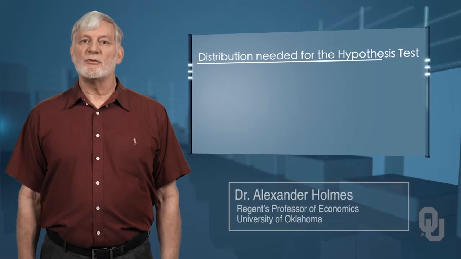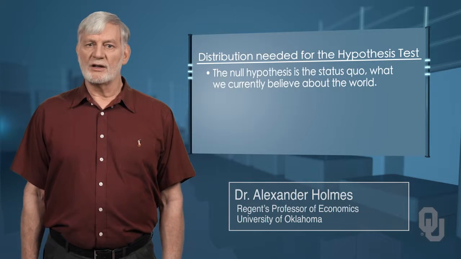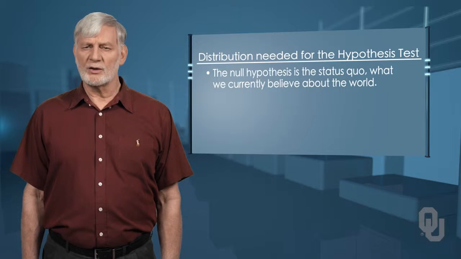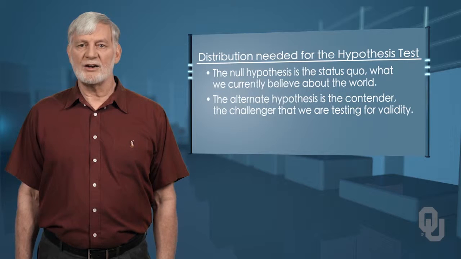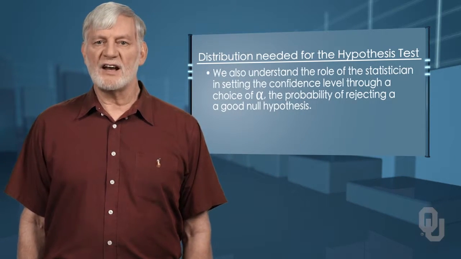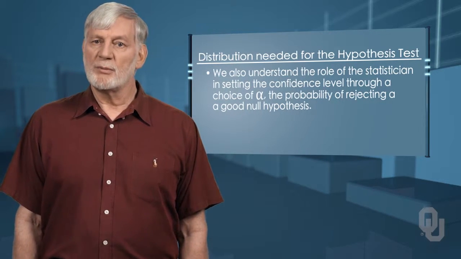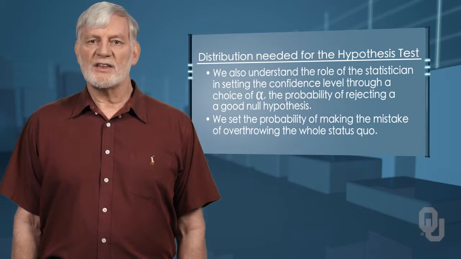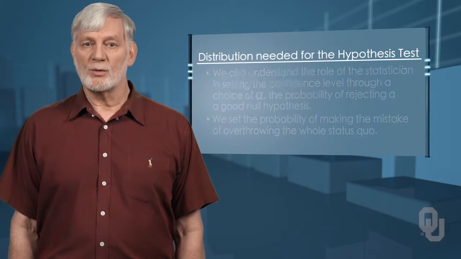So now we want to develop a formal procedure for testing hypotheses. We have the framework of the null and alternative hypothesis. The null hypothesis is the status quo, what we currently believe about the world. The alternative hypothesis is the contender, the challenger, that we are testing for validity. We also understand the role of the statistician in setting the confidence level through a choice of alpha, the probability of rejecting a good null hypothesis. That is, we set the probability of making the mistake of overthrowing the whole status quo.